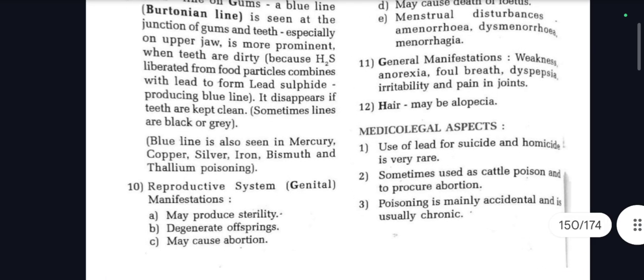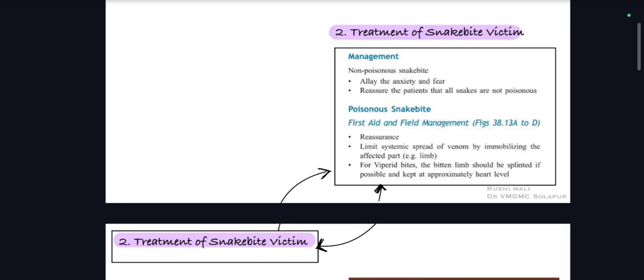Then what are the medico-legal aspects? Use of lead for suicide and homicide is very rare. Sometimes it is used as cattle poison and to procure abortion. Poisoning is mainly accidental and is usually chronic.